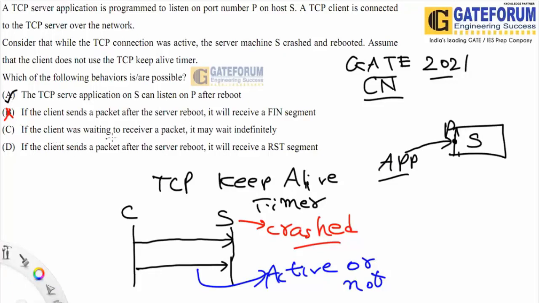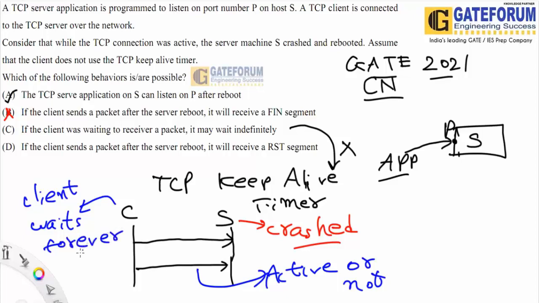Third, option C: if the client is waiting to receive a packet, it will wait definitely. As we have mentioned, there is no specific keep alive timer. The client does not use a keep alive timer, so the client cannot check recursively whether the server is active or not. If the client is waiting to receive any message, the client would wait forever.